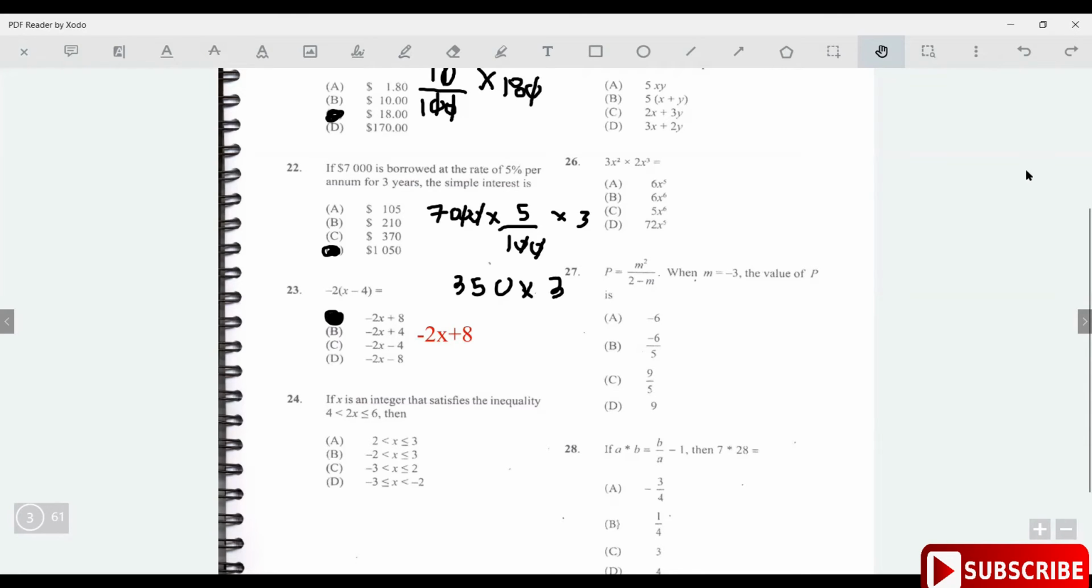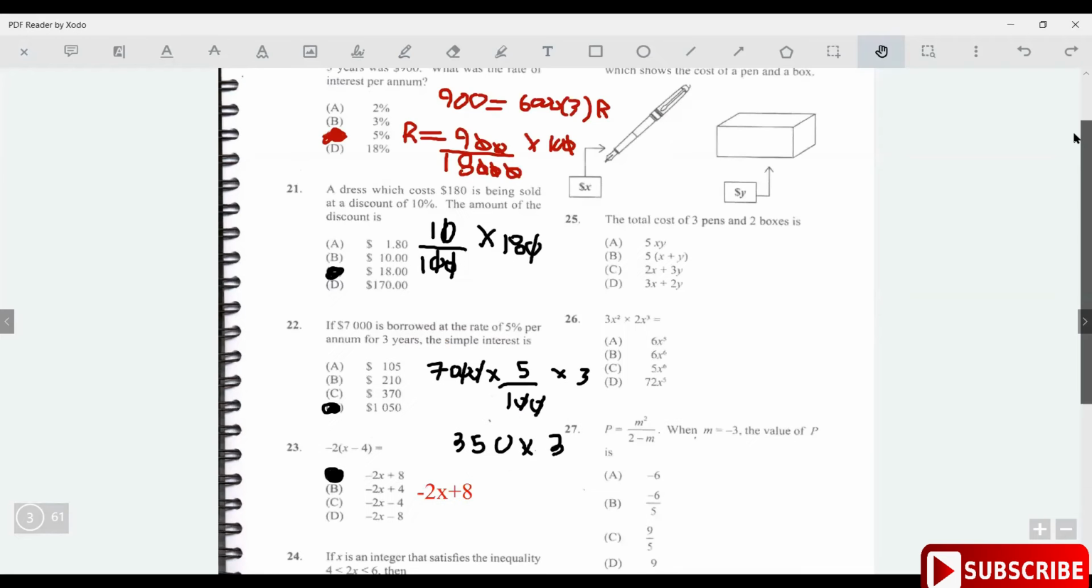So, question 24. It says, if an integer satisfies the inequality 4 is less than 2x but less than or equal to 6, then which solution satisfies for x? All you're going to do is divide both sides by 2. 4 divided by 2 is 2. 6 divided by 2 is 3. So that's only option A. Easy question. Too easy. Nice.